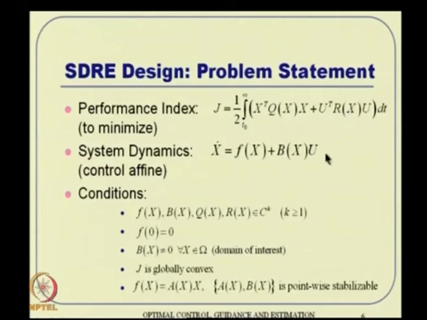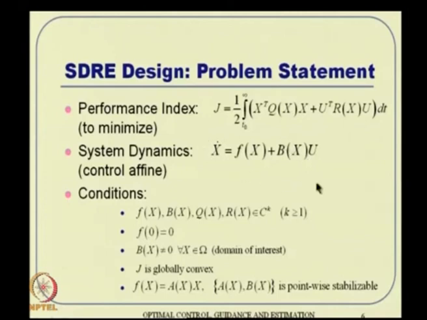But more important is that you should have the system dynamics in this form, which is called control affine form, or linear in the control form, typically. So, you have all the nonlinearities in the f of x and b of x matrices. f is a vector and b is a matrix, but u, which is the control variable, appears linearly. That is a key requirement.